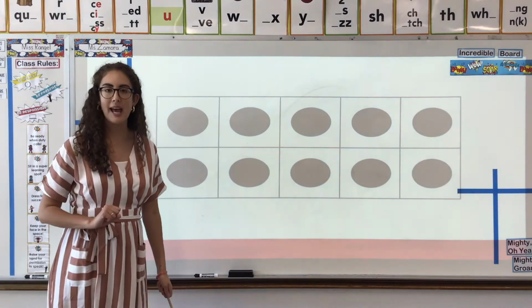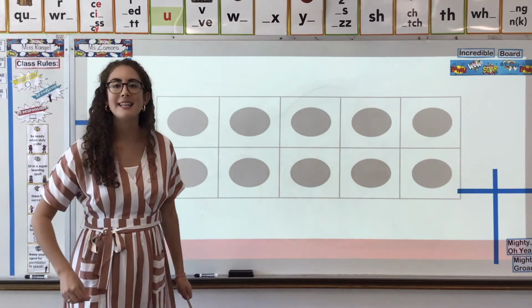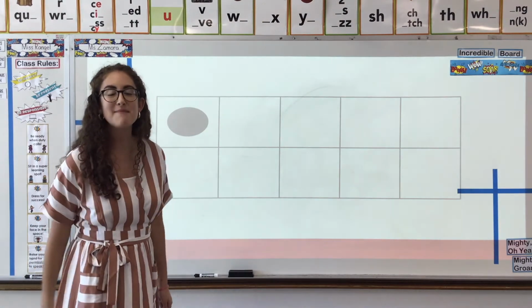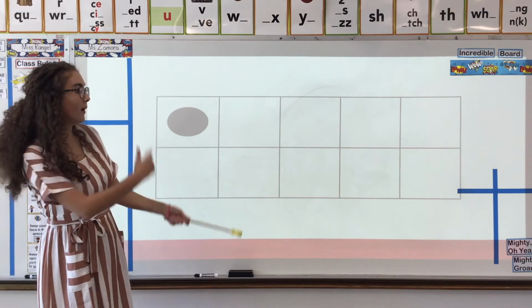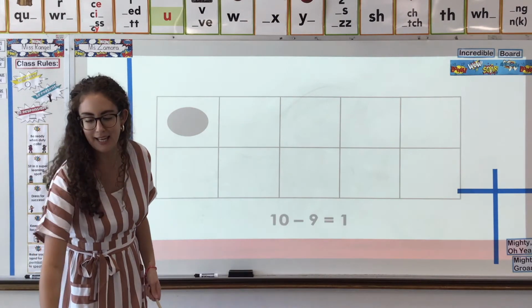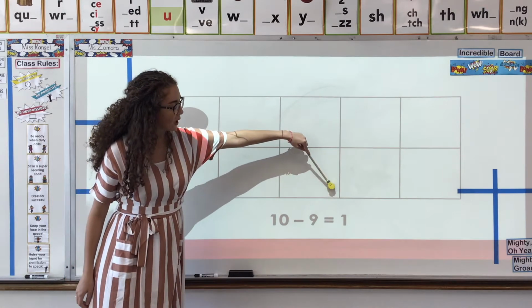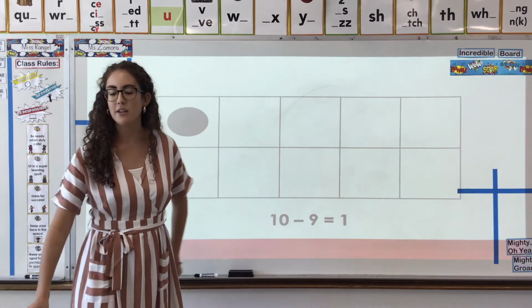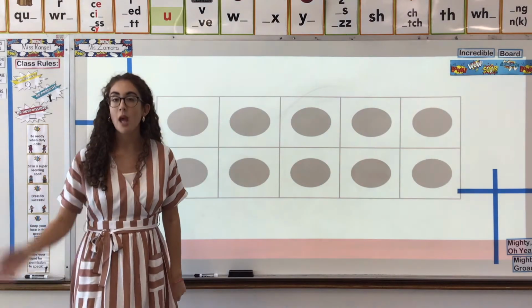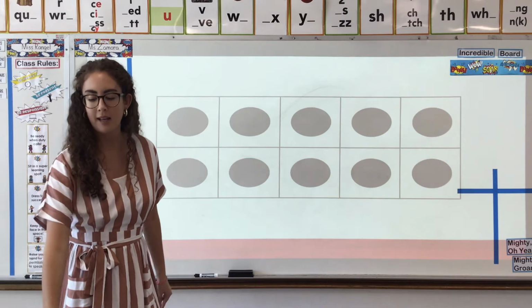Okay, back to 10. We have 10 minus 9. 10 minus 9 equals 1. Exactly. Read it with me. 10 minus 9 equals 1. Good job. Okay. 10 minus 3.